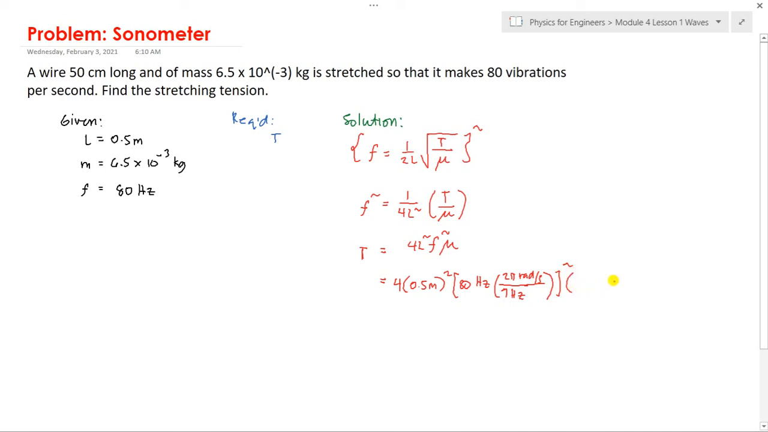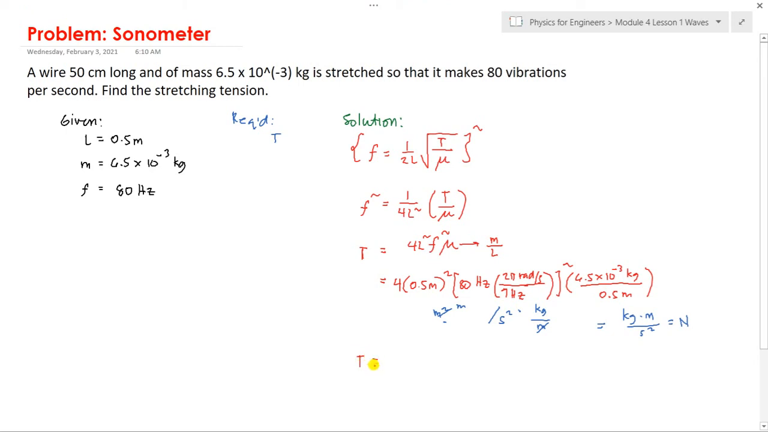Then the linear mass density here is mass over length. So mu is equal to m over L. Therefore, we have 6.5 times 10 to the power of negative 3 kilogram per length of 0.5 meters. Okay, so unit analysis. We have meter squared in the first, per second squared in the second, and kilogram per meter in the third. So the meter cancels, and the result is kilogram meter per second squared. So indeed, Newton, a unit of tension.